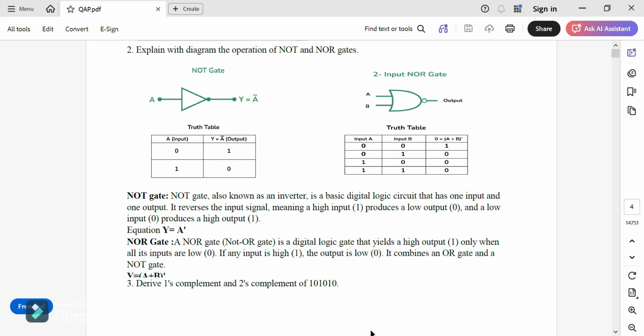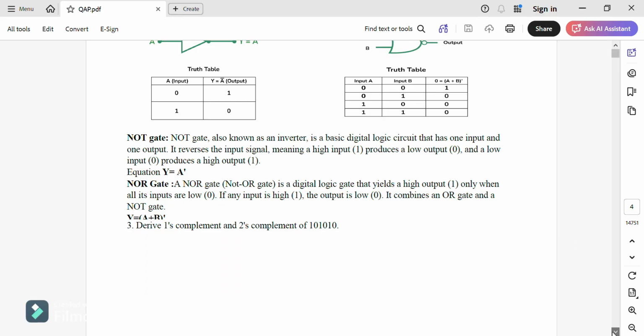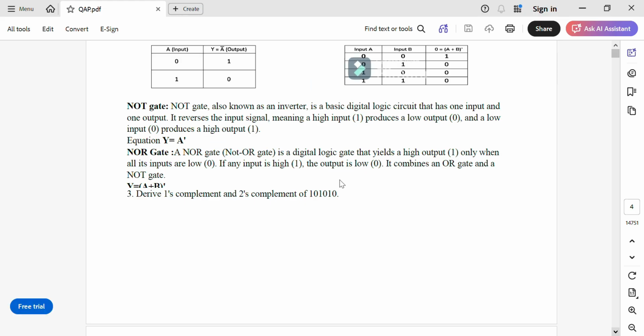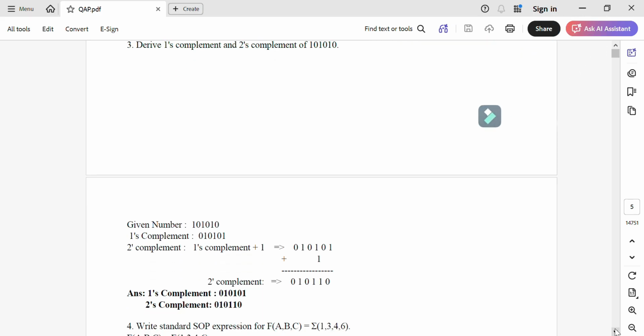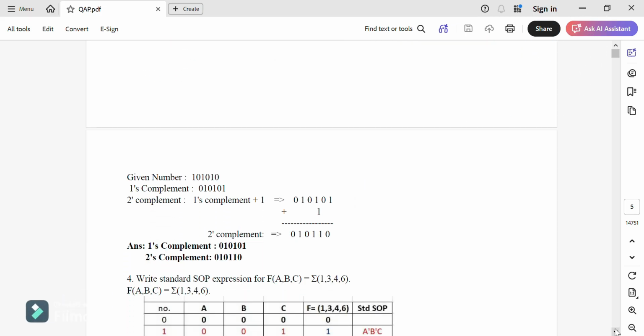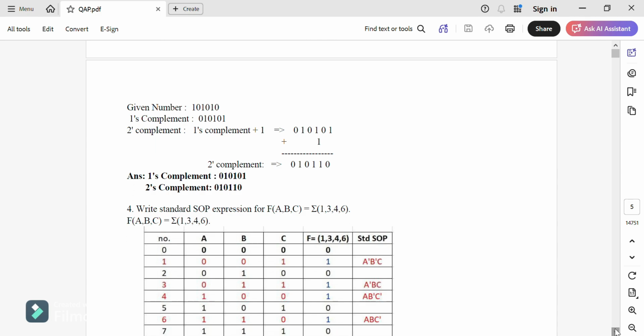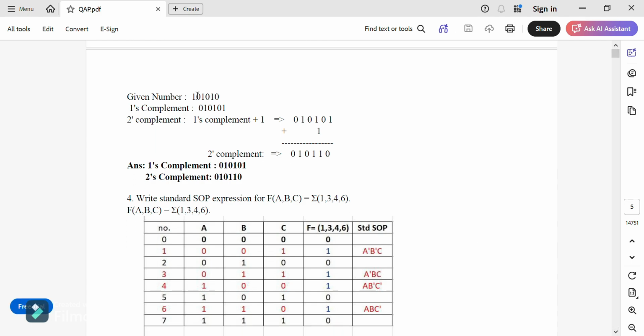Next question. Derive 1's complement and 2's complement of the given number. So they have given this number, 101010, and we have to derive. First we have to derive the 1's complement. First write down the given number first. So this is my given number, 101010. This is the given number. For 1's complement of this, you all know that wherever 1 is there, replace it with 0, and 0 replace it with 1. So this will become the 1's complement.